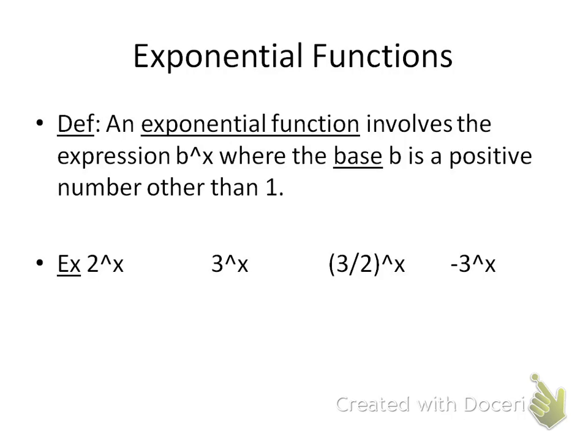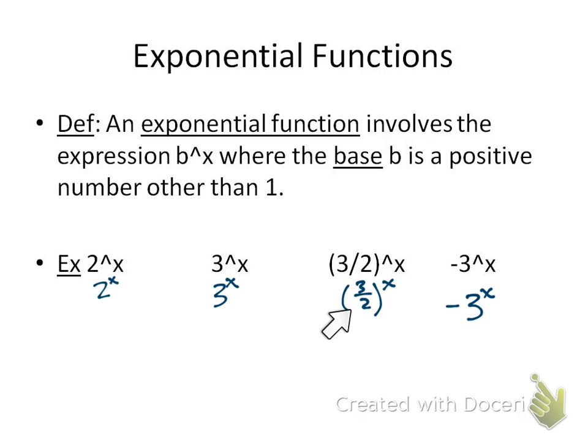Some examples, and these are written in horizontal form. We'll put them in regular notation. These all fit the definition, and let's talk about why. The base has to be a positive number other than 1. So 2 is the base, and it's a positive number other than 1. 3 is a base, and it's a positive number other than 1. 3 halves is a base, and it's a positive number other than 1.